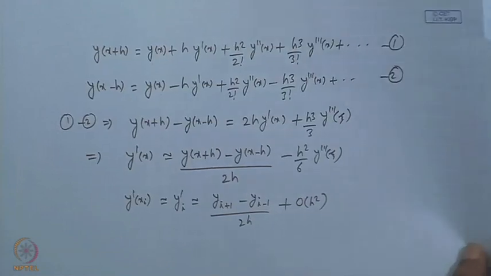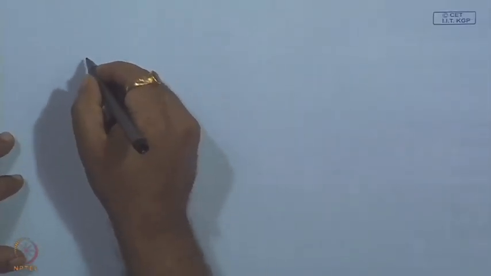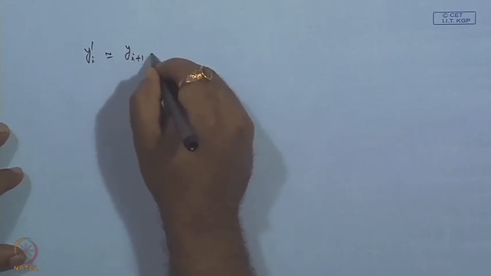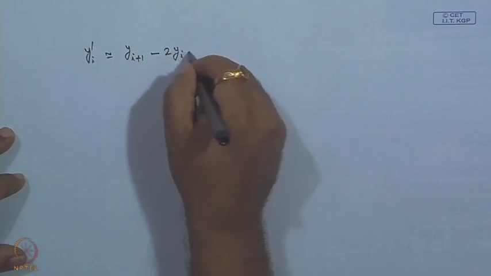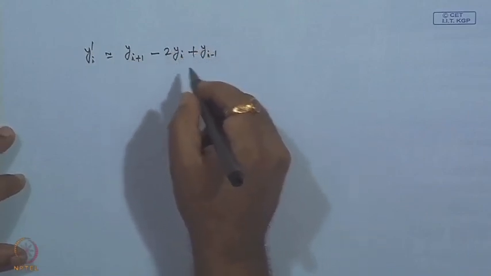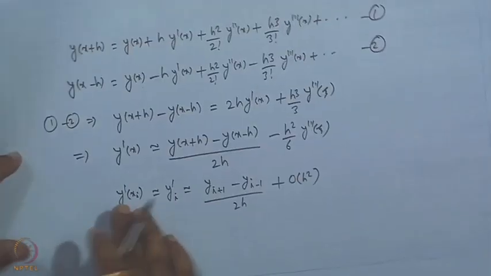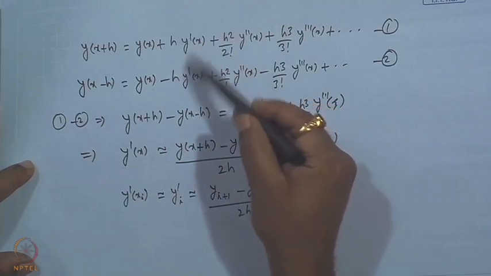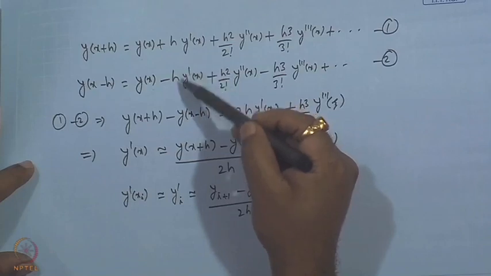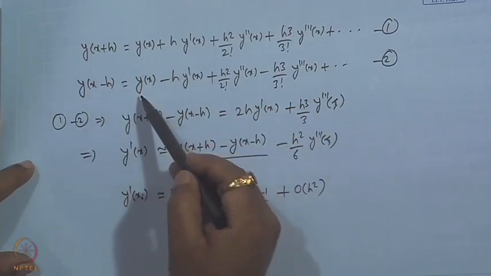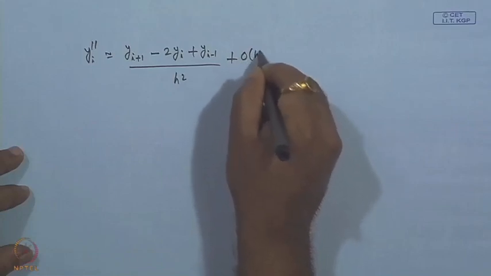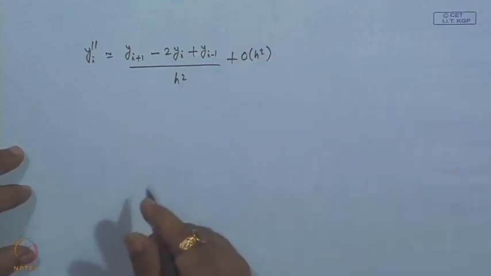Similarly, an exercise. We have 1 and 2, and by subtracting we got this. Suppose we add, what happens? These two get cancelled. So this plus this, and here we have twice, and this becomes twice. So one may get the expression divided by h square. This can be verified easily.